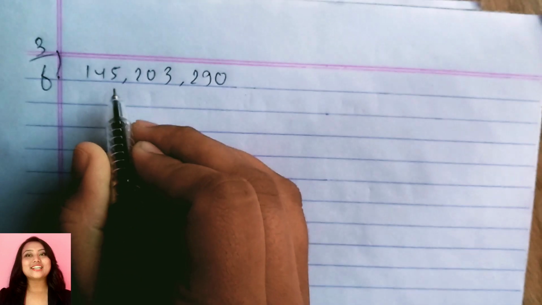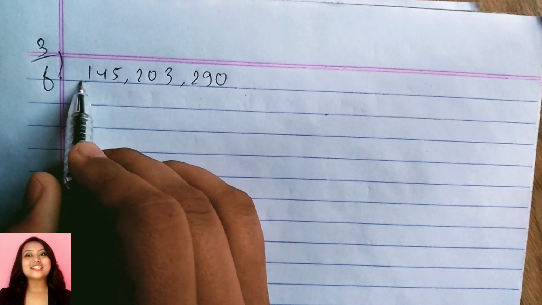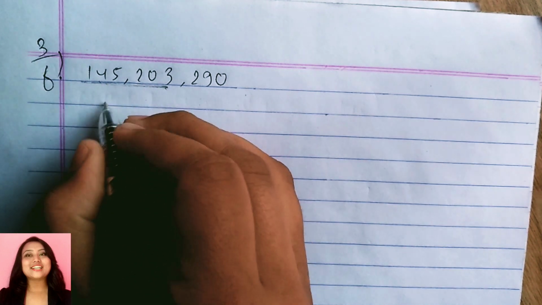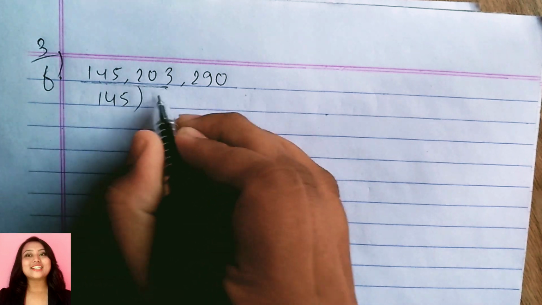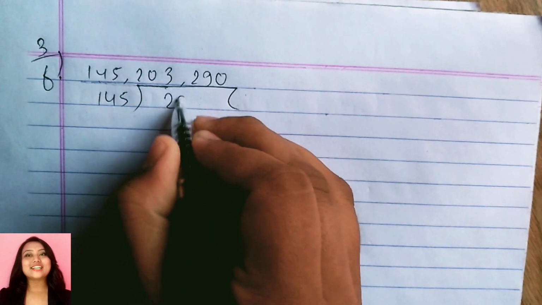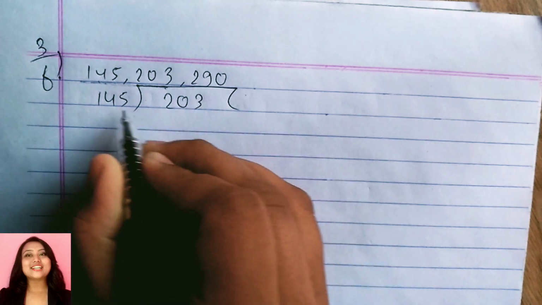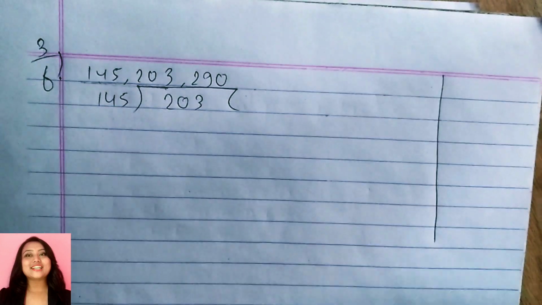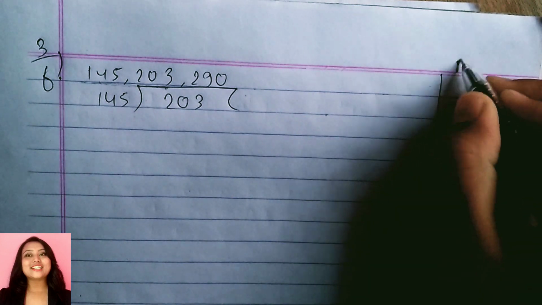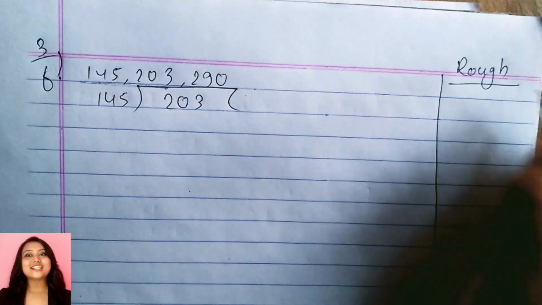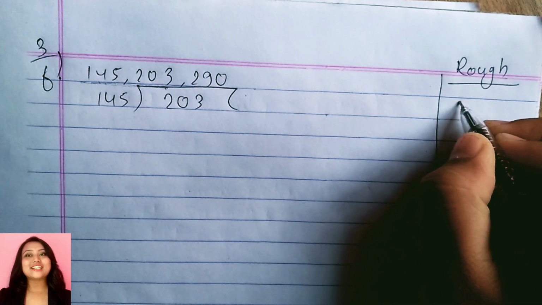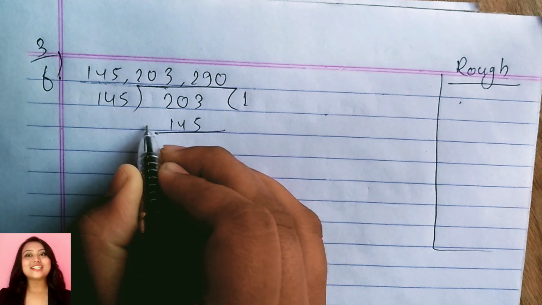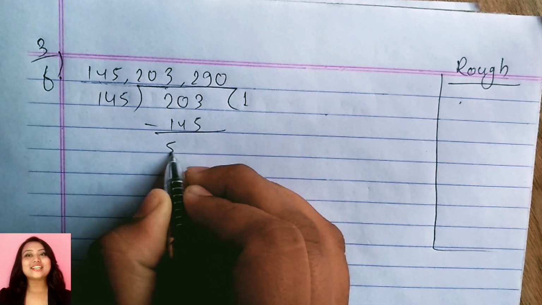So let's try to find out which one is the smallest. First of all, we'll take only two numbers. Among these, 145 is the smaller, so I'm taking it as the first divisor, which will divide 203. Let's try to find out in rough. 1 time 145 can be done. Minus, and the remainder here is 58.